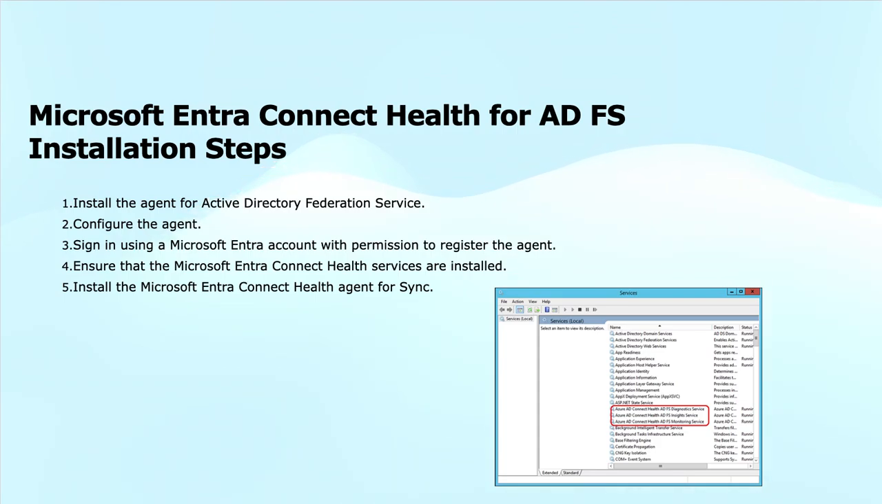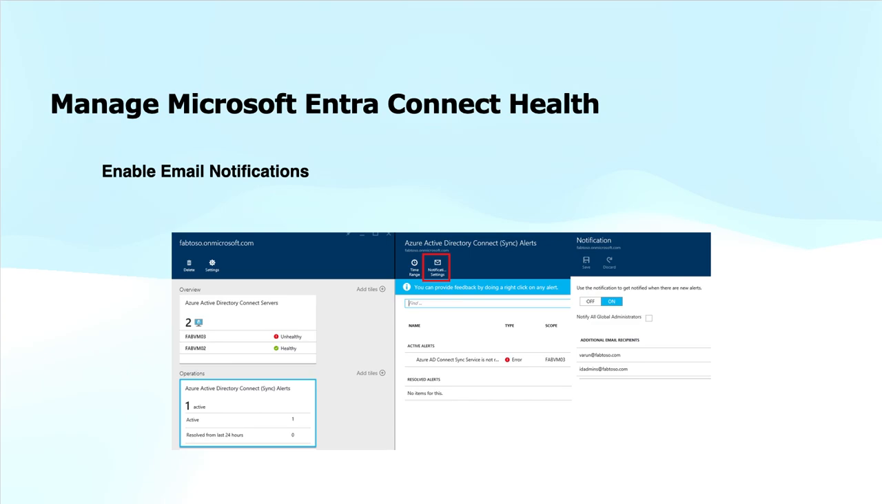Managing Microsoft Entra Connect Health, you can enable notifications so that the security teams or the system administrators are notified. You can configure the Connect Health service to send email notifications when there are alerts that indicate that your identity infrastructure is unhealthy. This occurs when an alert is generated and when it is resolved, so the notifications can be sent.